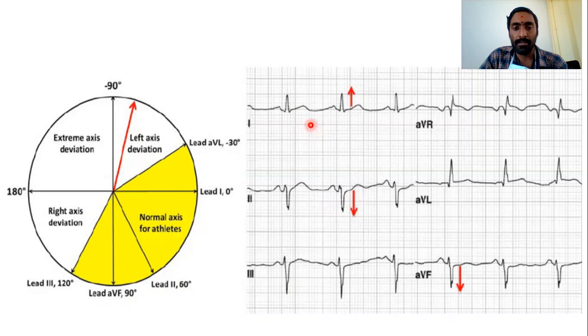Coming to the axis, lead 1 is positive and AVF is negative. That means it is here, in this quadrant. Lead 1 is positive, AVF is negative, and lead 2 is again negative. So that means it's in this direction, which means it is a pathological left axis.